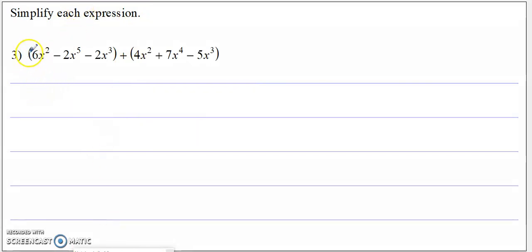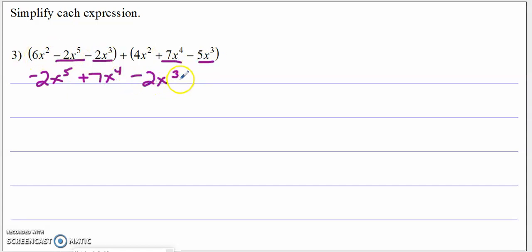So again, nothing to distribute, no power, nothing to distribute, no power. Okay, so if I wanted to combine a couple steps, I could go straight from here, especially with the addition. Okay, I don't suggest this with the subtraction, but I can look and say, okay, there's a high exponent, so negative 2x to the 5th. And then look for the 4s. So I only have 1 4, plus 7x to the 4th. 3s, so negative 2x to the 3rd, and then a negative 5x to the 3rd, plus 6x squared, and then plus 4x squared.